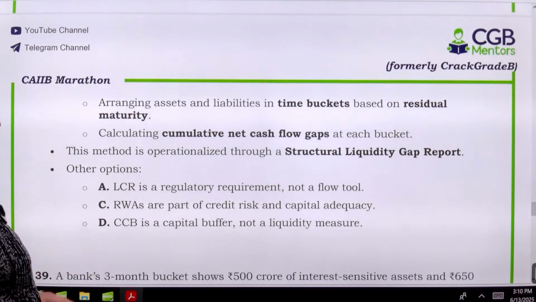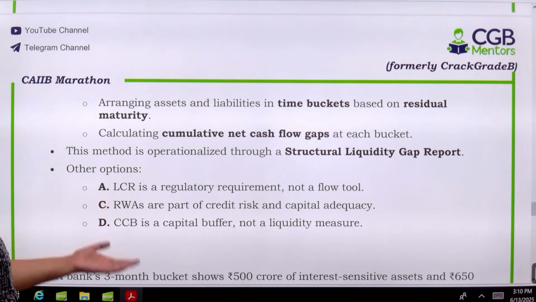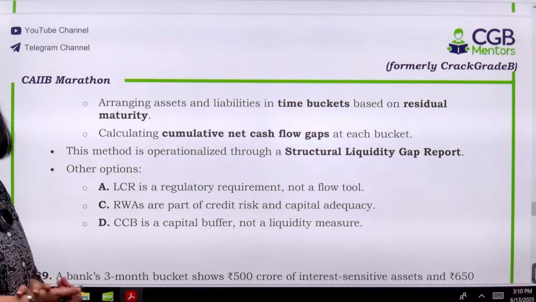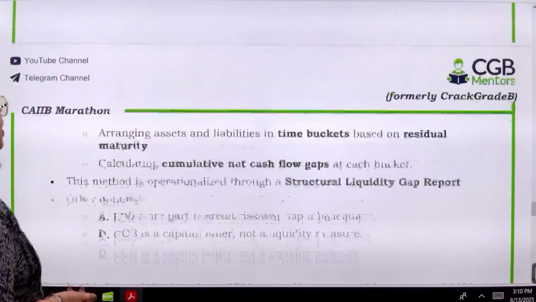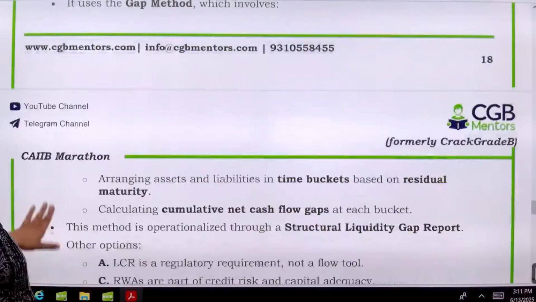The other options have also been covered over here. CCB is a capital buffer, risk weighted asset is a part of credit risk, LCR is a regulatory requirement, it is not a flow tool. So, we are left with the option of the structural liquidity gap report.